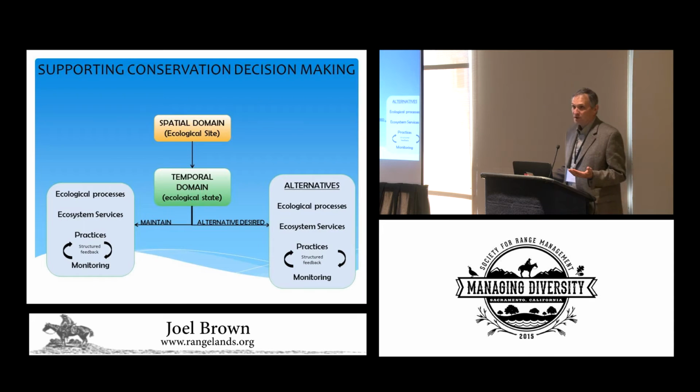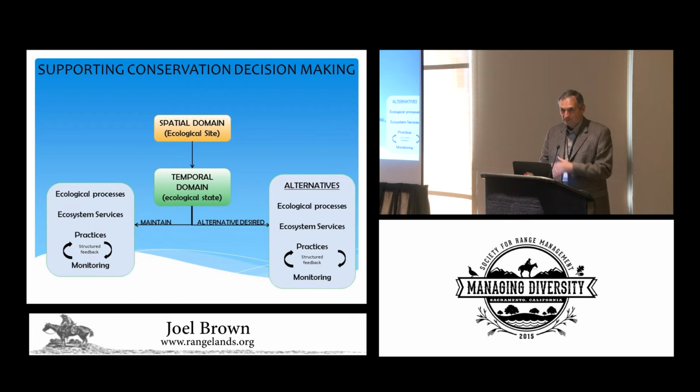The other choice that you've got is, okay, I want to do something different. I have a desired alternative state. So over here you've got a list of alternatives. They could be many or few. And within each of those alternatives, you've got the same set of choices. You've got some ecological processes that you want to support, or you want to speed up, or slow down in some cases. You've got a set of ecosystem services that those ecological processes should help deliver. You've got a set of practices that go with that. And when I'm talking about practices, I'm talking about quantitative recommendations.